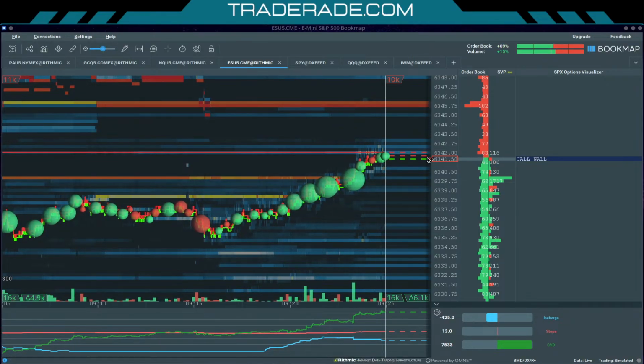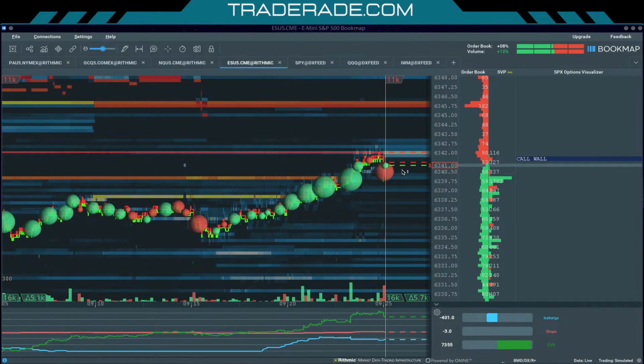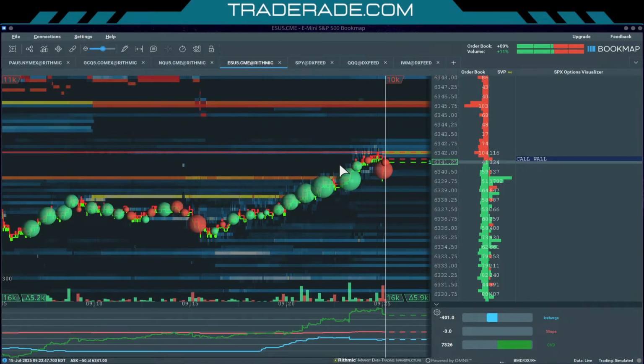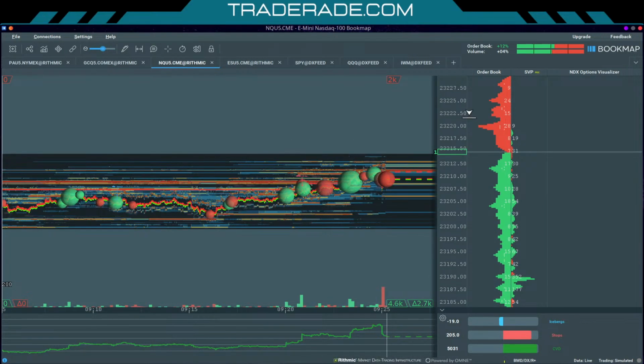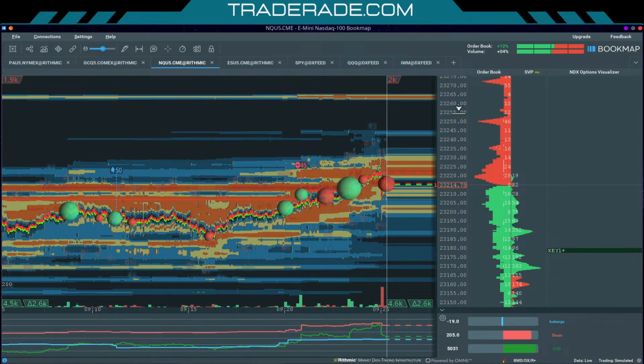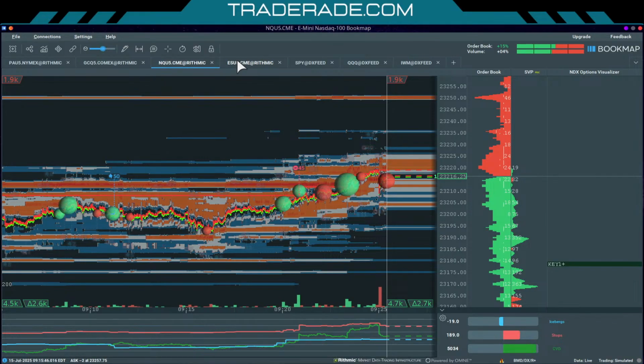And so once again, we are testing that call wall level right ahead of the US market open. Seeing a little bit of a rejection here, but what's going to be really important is to see how this trades post open. Let's take a look at the NASDAQ. NASDAQ also seeing some strength, but not quite the same level of volume-driven conviction that we're seeing in the S&P or the SPOOs.